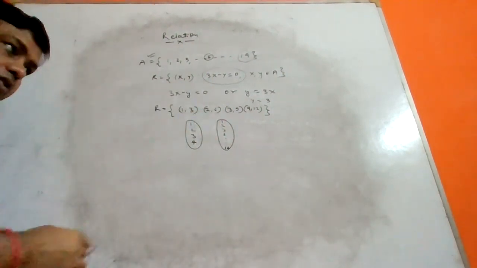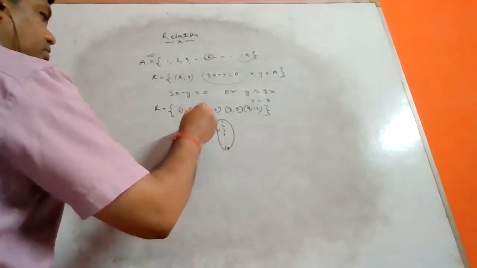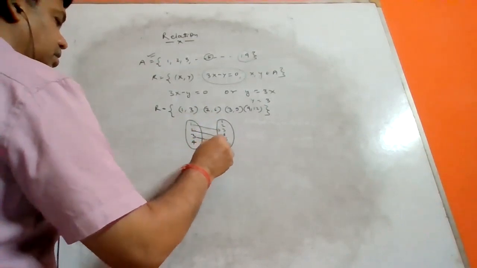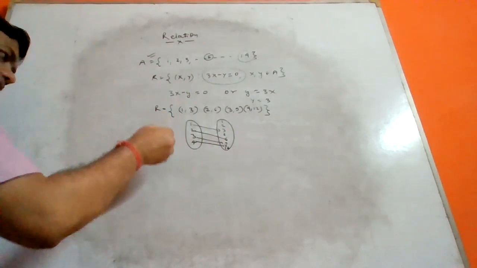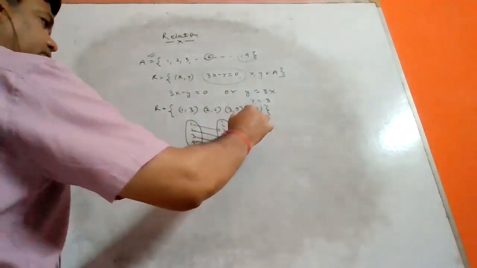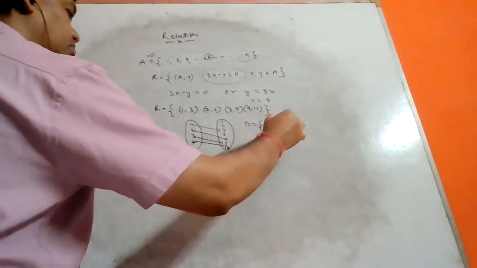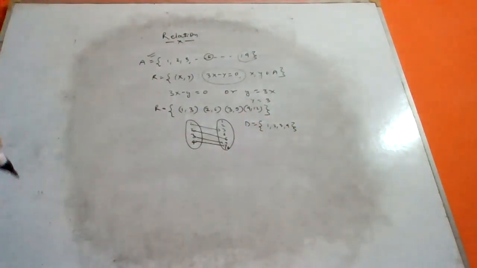Now, if we engage the elements 1, 2, 3: 1 goes to 3, 2 to 6, 3 to 9, 4 to 12, right? So we can relate them in this manner. Now, suppose you have to write the domain. Here the domain is what? 1, 2, 3, 4. 1, comma 2, comma 3, comma 4. This is your domain.